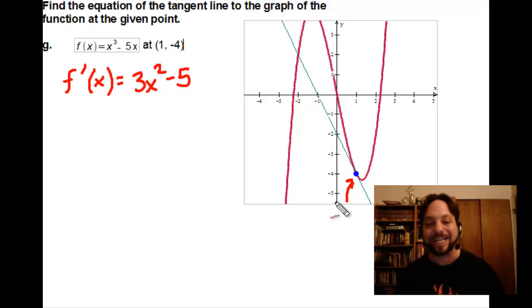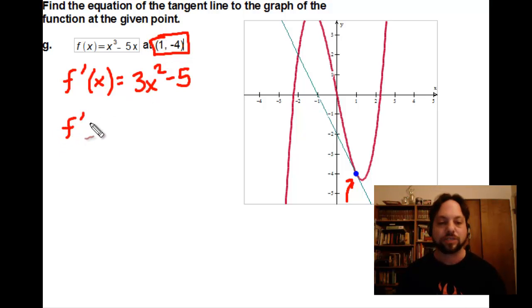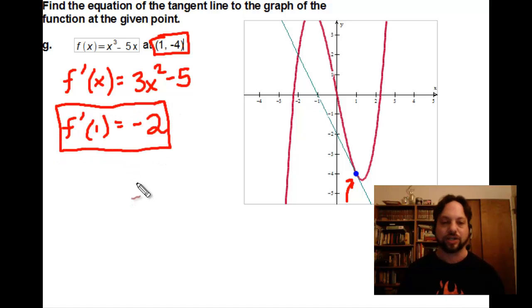Let's find the rate of change at this exact point, at 1 comma negative 4. To do that, we just plug 1 into x for the derivative, and we can see that that would just give us 3 minus 5, negative 2. So there is the slope of our tangent line.